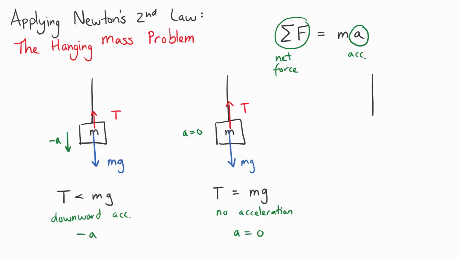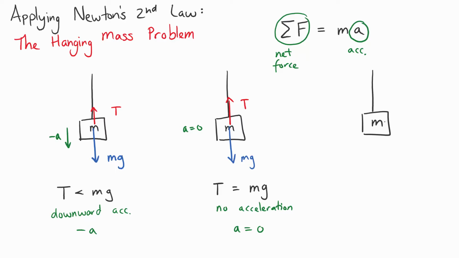The third possibility is that the tension was greater than the weight. So suppose this string were pulled or yanked really hard upward, so hard that it exceeded the weight. Then the acceleration would point in the upward direction. The tension would exceed the weight, and our block would change its velocity upward. So if the tension is greater than the weight, we'll end up with an upward acceleration, or we could call this a positive acceleration.